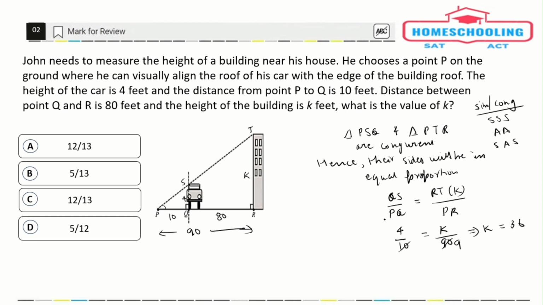36. I don't know why there is no option here. I think the options are not correct here. I think I have kept the options of some other question here. So the correct answer would be 36. These options are wrong. The correct answer would be 36.